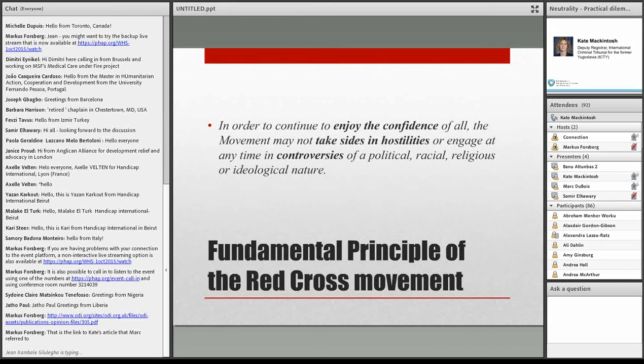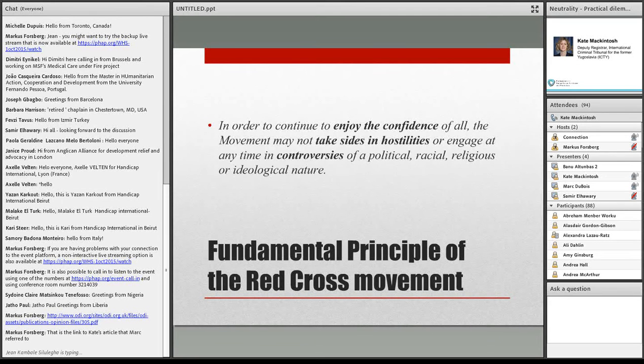Here on the slide we've got the definition of neutrality as a fundamental principle of the Red Cross movement. I'll read it out. It's a short definition. It says that in order to continue to enjoy the confidence of all, the movement, the Red Cross movement, may not take sides in hostilities or engage at any time in controversies of a political, racial, religious, or ideological nature.